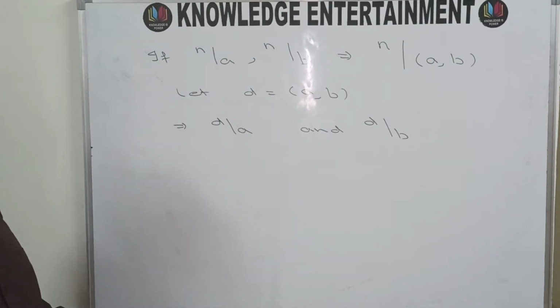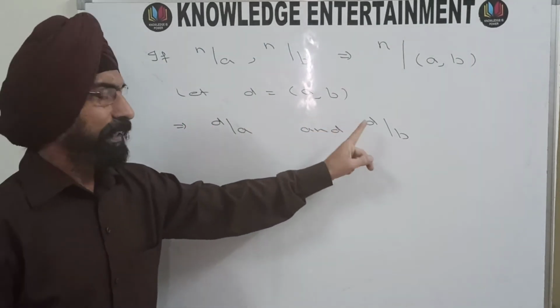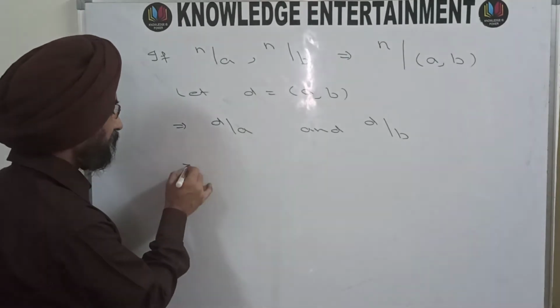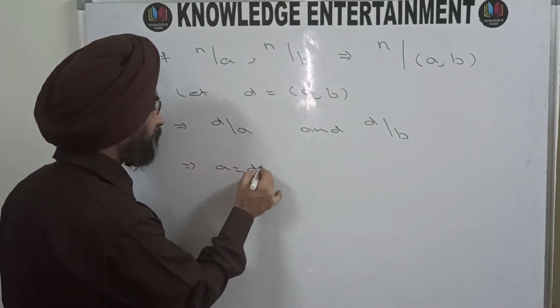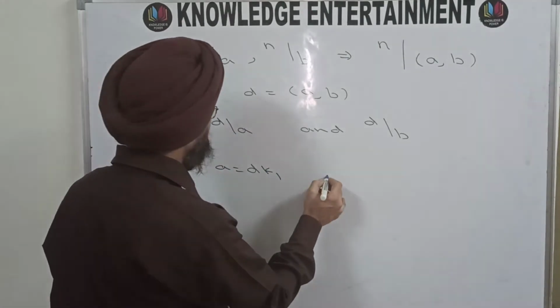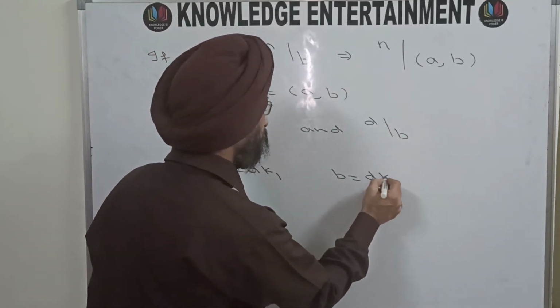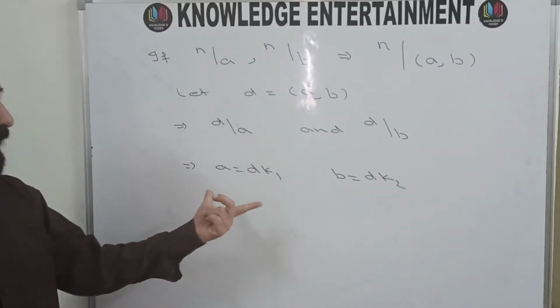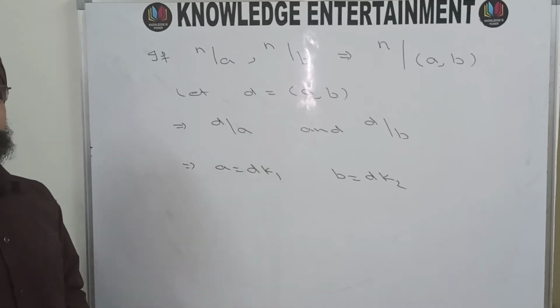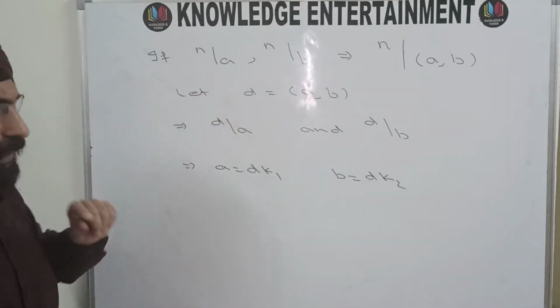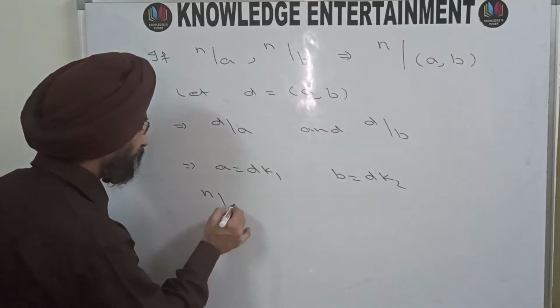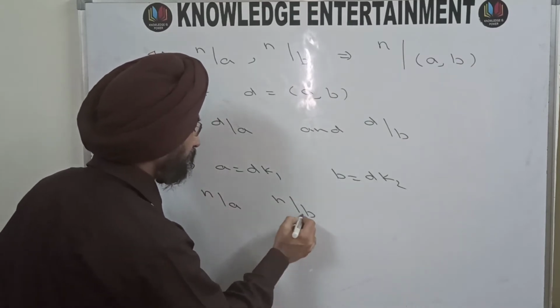Now, D divides A, D divides B means A is equal to Dk1 and B is equal to Dk2. There will be some integers k1 and k2 satisfying this property. Also n divides A. So n divides A and n divides B.